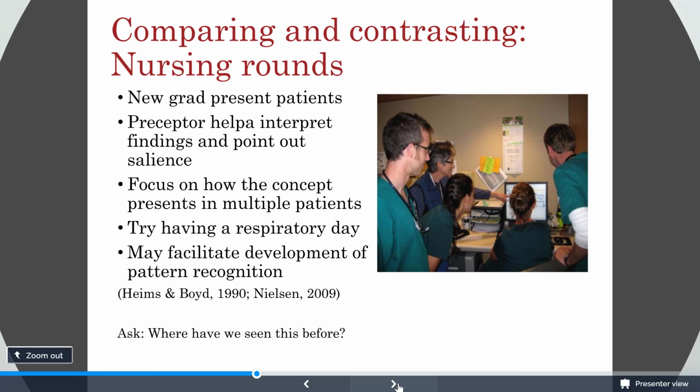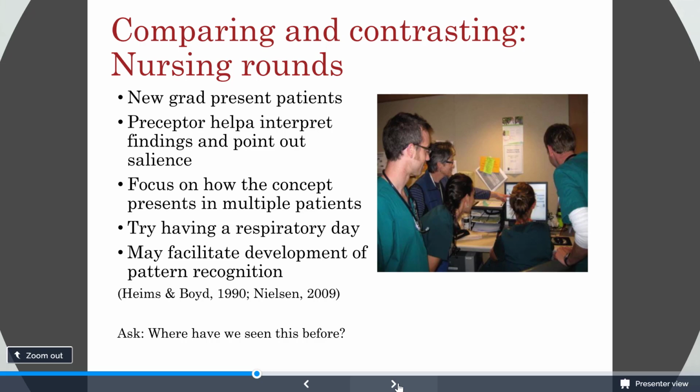And then once you have students, novice nurses, look for comparing and contrasting, right? Looking for that sense of what seems normal, what seems consistent, what's different, and why and how. So have new grads present patients, and the preceptor can help interpret findings and point out salience. Focus on how the concept presents in multiple patients, right? Foster that pattern recognition.